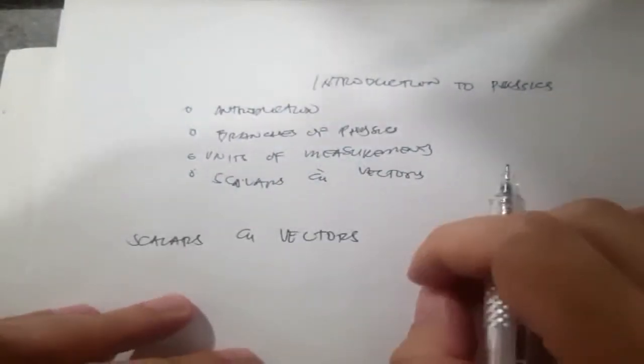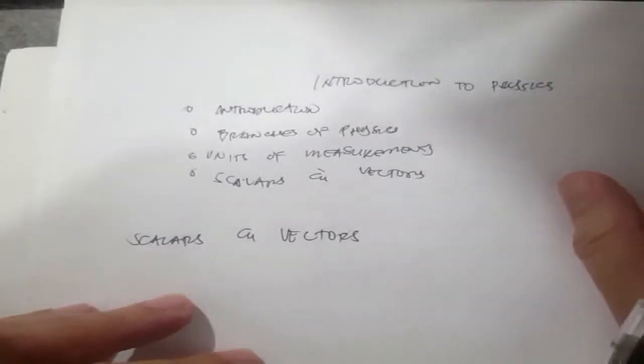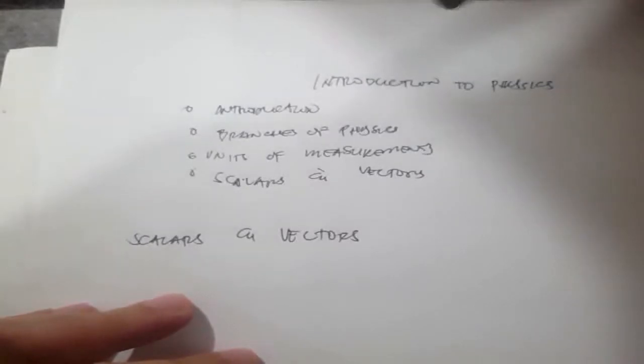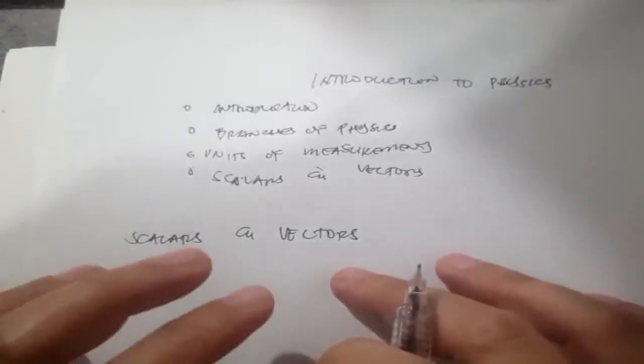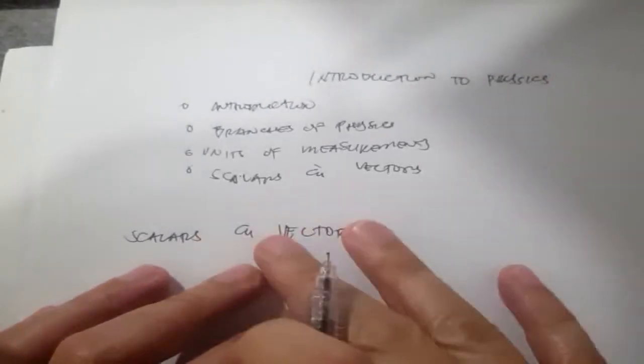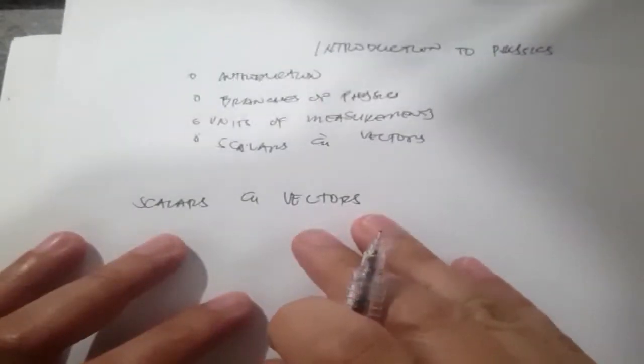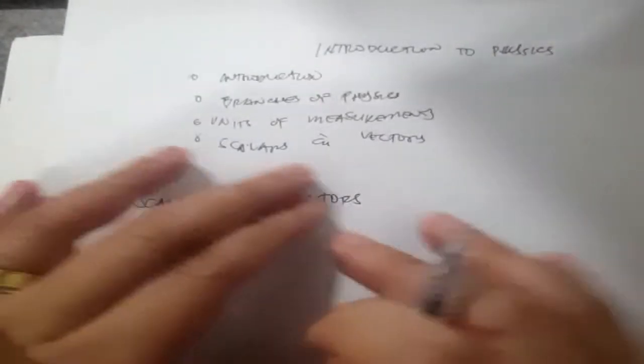In physics, we have so many physical quantities like force, area, mass, weight, velocity, heat, power, what else? Temperature, pressure, displacement, and so on. All those physical quantities can be described either with magnitude only or with both magnitude and direction. That is what we call scalars and vectors.